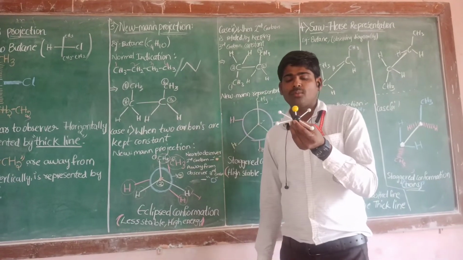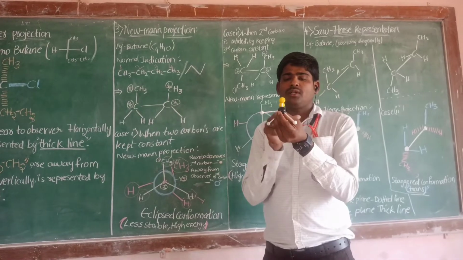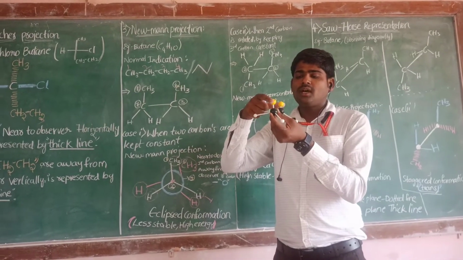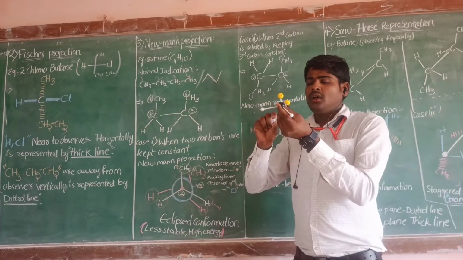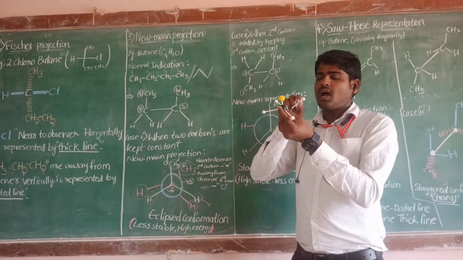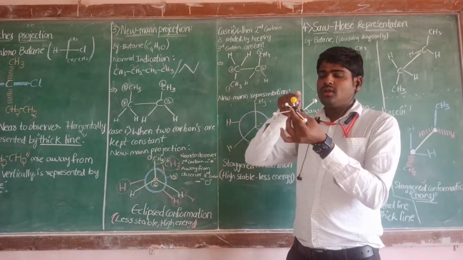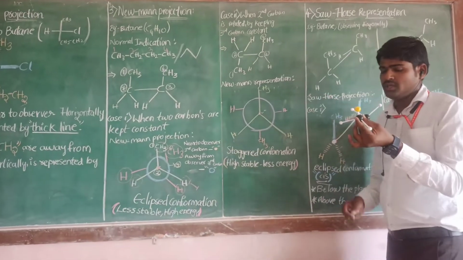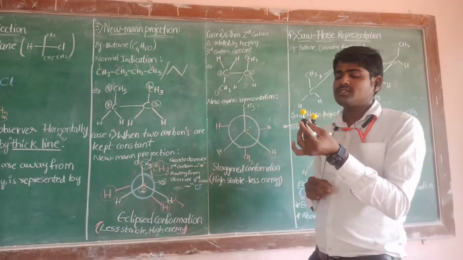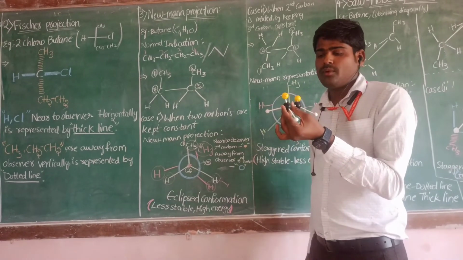So in these two conformations, the first conformation is a cis-like or eclipse conformation, and the second is a staggered conformation, with trans as one of the best examples. In these two, which conformation is stable? The trans conformation is more stable than the cis conformation.